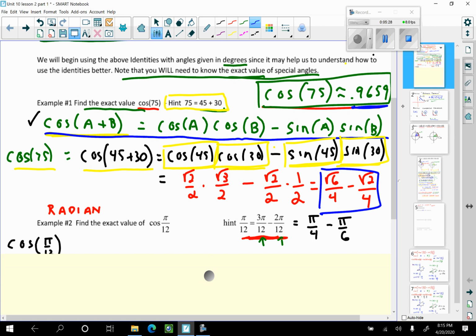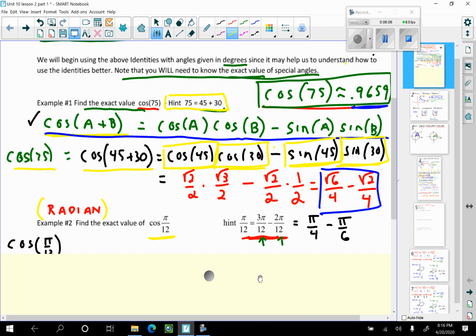Okay, so now we're going to do an example where the angles are in radians, and that's okay. We're going to try to figure out the exact value of cosine of pi over 12. And notice, true or false, pi over 12 is not one of those nice angles on the unit circle. The nice angles are multiples of 1/6, 1/4, 1/3, 1/2. 12th isn't on there. But guess what we can do?